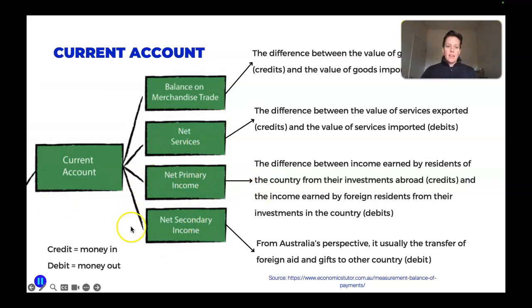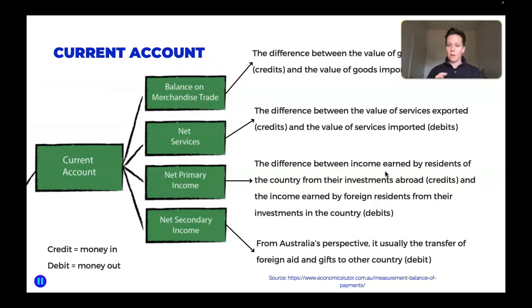Now, secondary to that is the net primary income account and the net secondary income account. Now, these don't have anything to do with imports and exports. They are different flows of money for different reasons. So with the net primary income account, this basically is capturing any income that is sent overseas to overseas owners of Australian assets and vice versa. So the difference between income earned by residents of the country from their investments abroad and the income earned by foreign residents from their investments in the country.